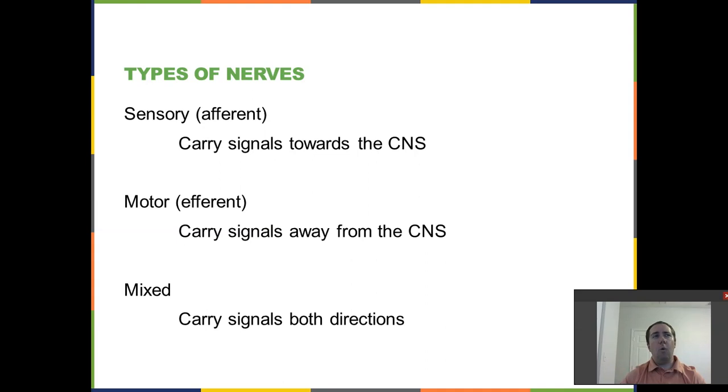But once we get away from spinal nerves, so something like in your fingers, that can either be sensory or motor. There are separate nerves carrying signals from the tip of your finger into your spinal cord, and there are separate neurons carrying signals from your spinal cord to your finger, causing it to move.